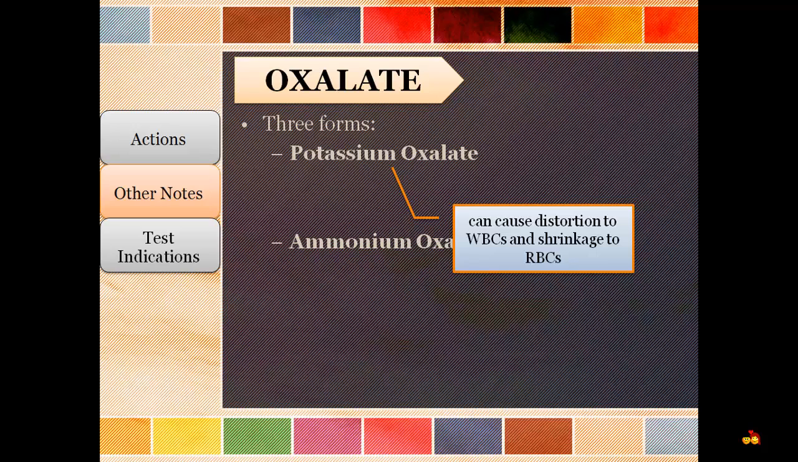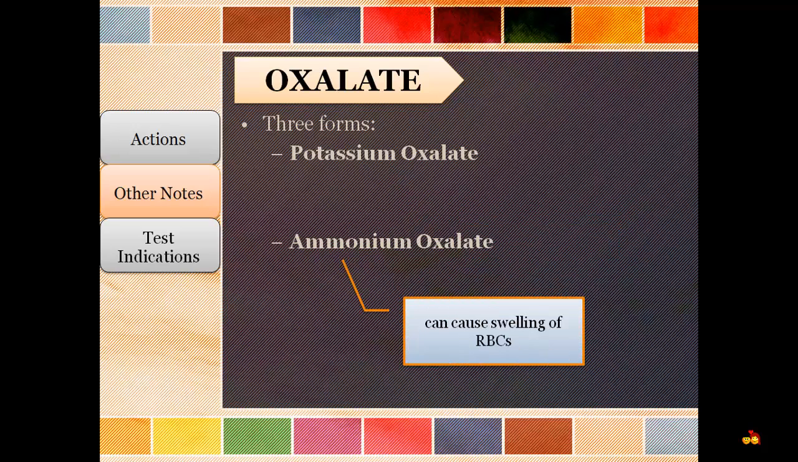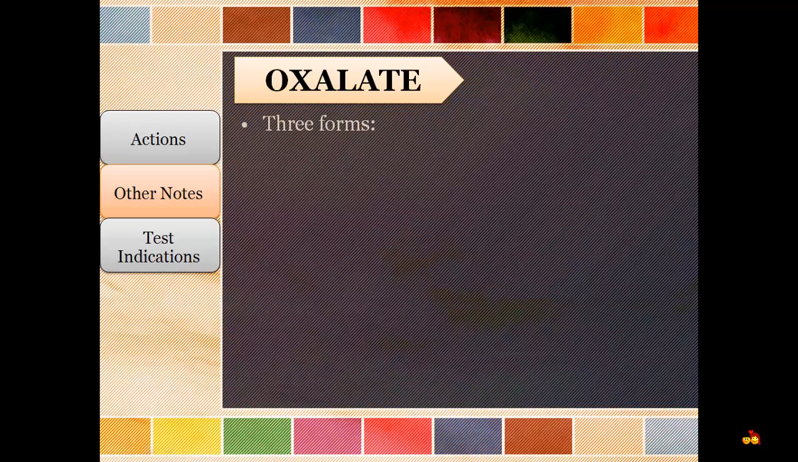On the other hand, ammonium oxalate naman, it can cause swelling of our RBCs. So, kanina, kay potassium oxalate, shrinkage of our RBCs, ammonium oxalate naman can cause swelling of our RBCs. Do you think potassium oxalate and ammonium oxalate are candidates for being good anticoagulants used for hema? Siyempre, hindi na. Kasi nga, diba, it can distort the morphology of our cells. So, that is why they come up with the third form of our oxalate.